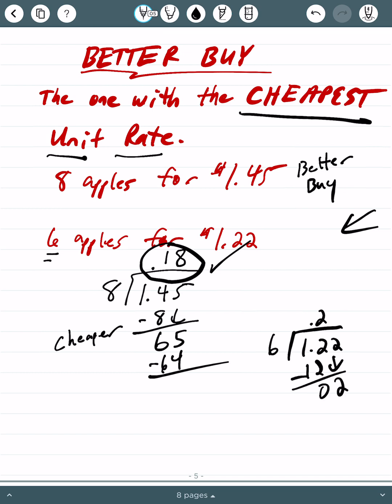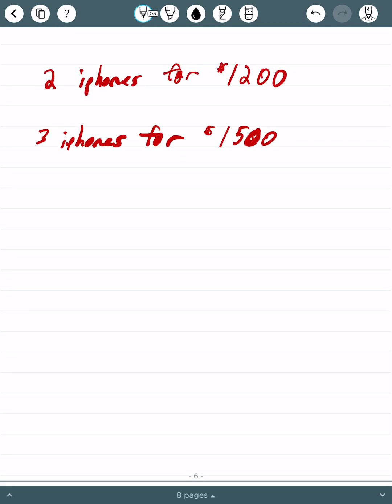Now, 6 doesn't go into 2, so I have to tell it 0 times. Okay. And then I would add a 0. So it would actually be this, but that would round to 20 cents. Okay. So these are 20 cents each. These are 18 cents each. This is cheaper. That's the better buy.